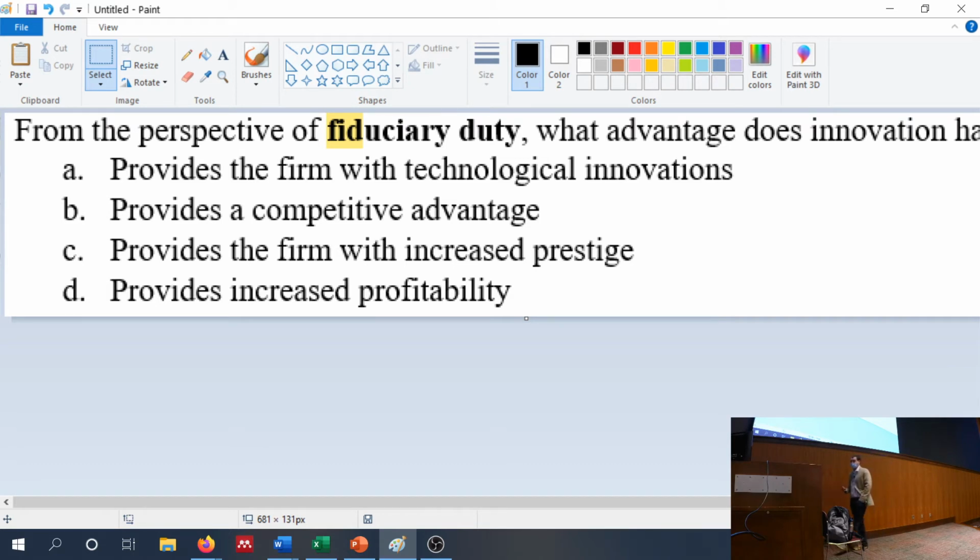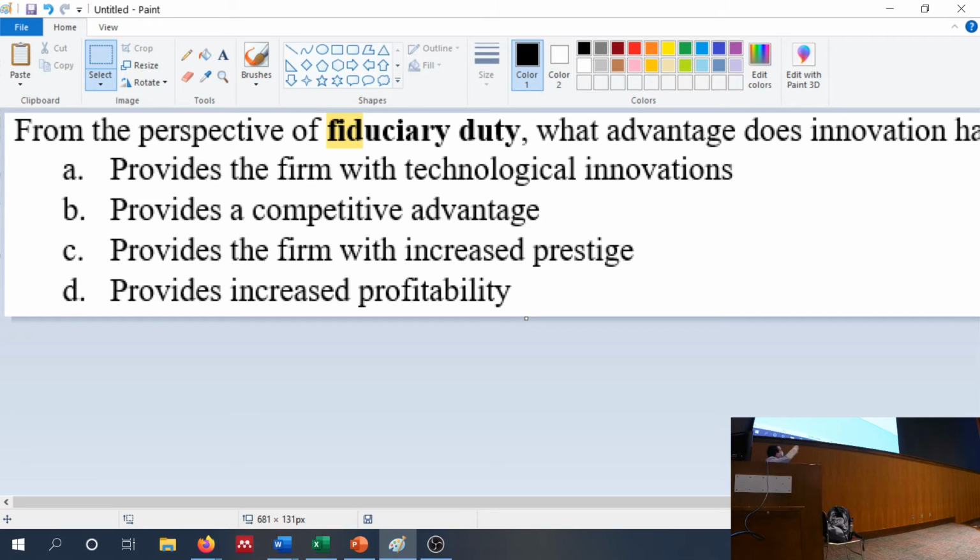You can look at a lot of famous examples, one of the most famous being Xerox. They had the PARC operating system, a graphical user interface, and it was used by other firms. Even though they had the innovation, it was not their own competitive advantage. Other firms took advantage of it instead. So that's not a good choice. Provides the firm with increased prestige. That's not profit. That's people having a higher opinion of a firm.